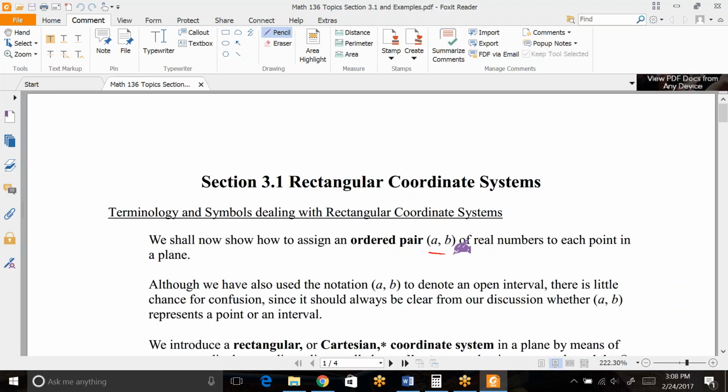If you talk about an ordered pair, that's an x-coordinate and a y-coordinate paired together. Here they're calling it A and B to kind of be ambiguous. And A and B are both real numbers, and this A and B together give us a point in a plane.